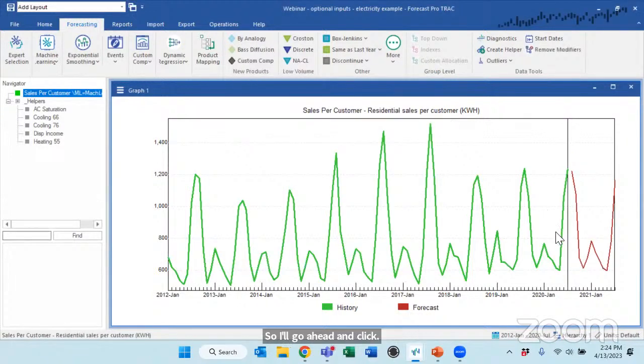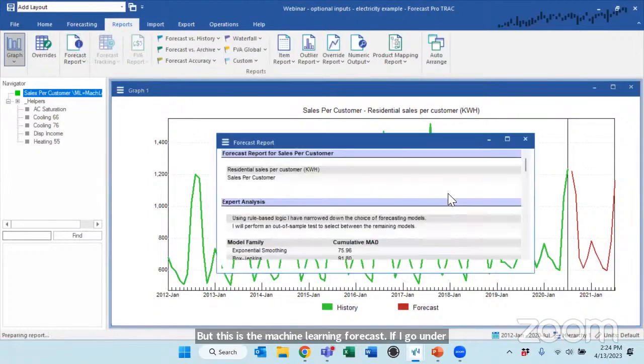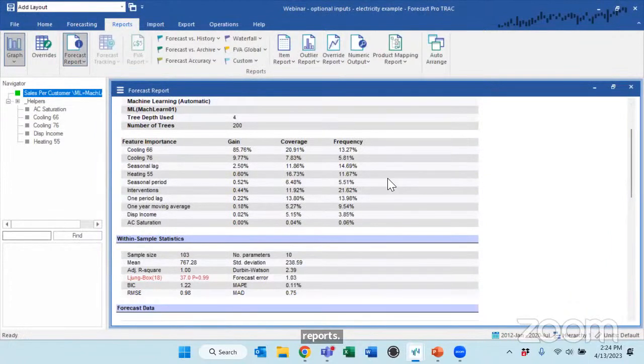And it generates a forecast. If you were watching the screen, you probably saw this come down quite a bit. But this is the machine learning forecast. If I go under reports and look it up, what you can see is our most important variable, our feature, is cooling 66, and the second one is cooling 76. Then we've got a seasonal lag, so that's another seasonal dynamic term. Then we have the heating. So the cooling and heating degree variables are very important. The other dynamics are there, but not as important. Disposable income and air conditioning are down here at the very bottom, so they don't seem very important at all. Again, not a lot of interpretation on the different features other than their relative importance.